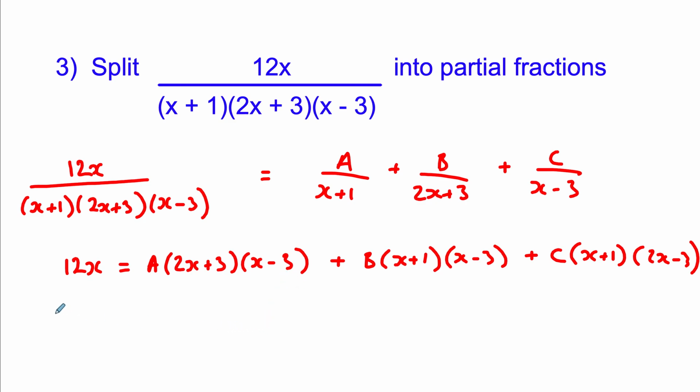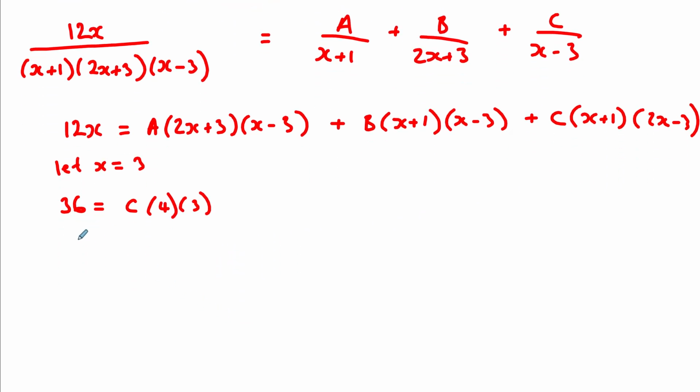I'm going to need to let x equal 3 different things. Let's let x equal 3 first. I'm going to save this one to last because it's going to be a complicated fraction. When x is equal to 3, I'm going to have 36 is equal to, this term's going to go, this term's going to go as well. This is going to let me work out c. C is going to be 4 when x is 3. This is going to be 4 times 3. So that's 12. 12c is equal to 36. So c is equal to 3.